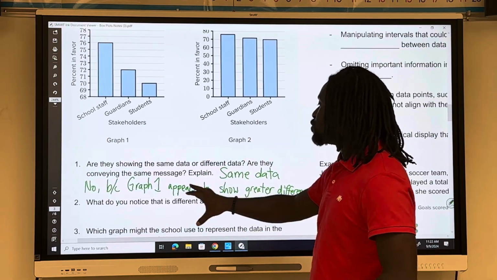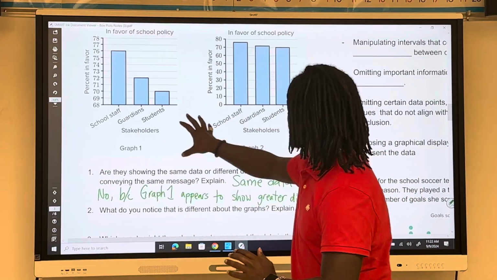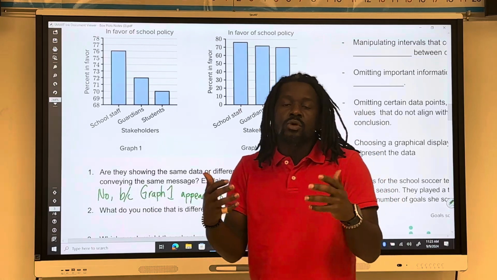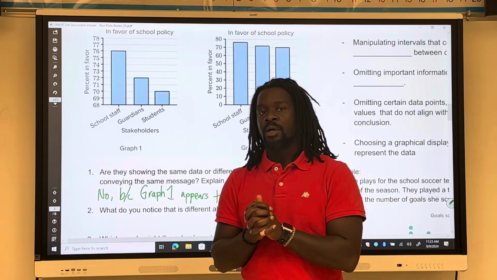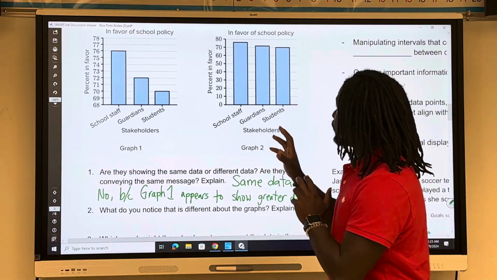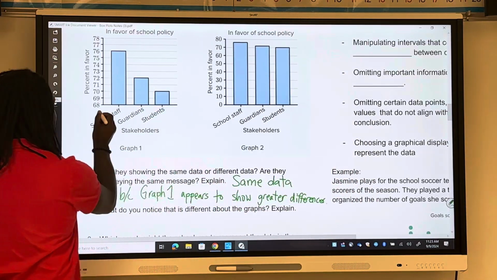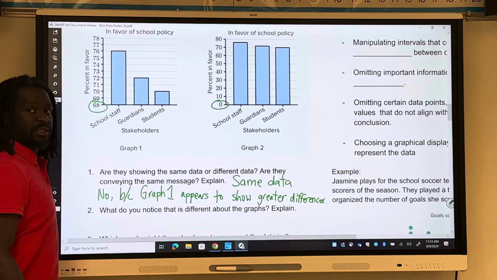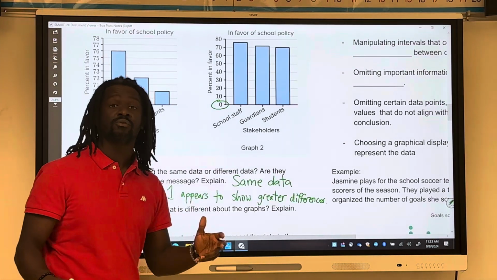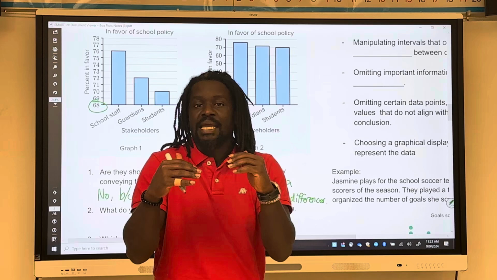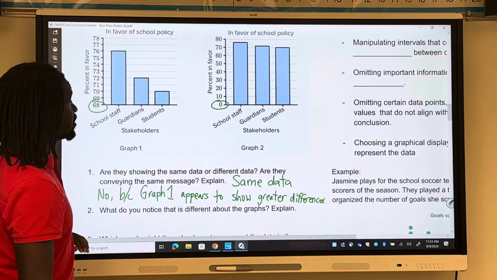It says, what do you notice that is different about the graphs? All right, what do you notice? So I want you to take a moment and look at the 2 graphs, and what do you notice about those graphs? The most important difference that you should notice is really the starting points for both of these graphs. So that's the first one. This starts at 68 and this starts at 0. And so the starting point is one of the major differences that is present in these 2 graphs.